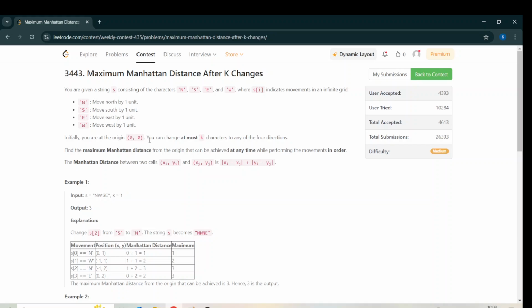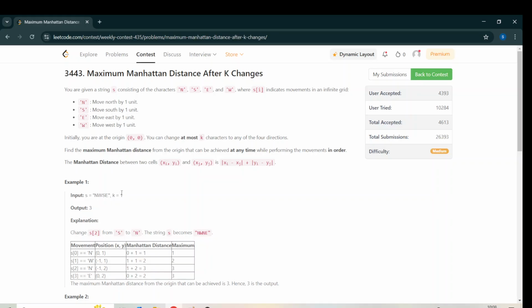Hello everyone. Today I am going to discuss the second problem of Leetcode Weekly Contest 435, which is Maximum Manhattan Distance After K Changes. So we are given a string S with four directions N, S, E, W. So index i will represent one direction N, S, E, W. Okay. So we will be initially at 0, 0 position, and we have to follow the direction according to S[i]. And we are also given some value k.